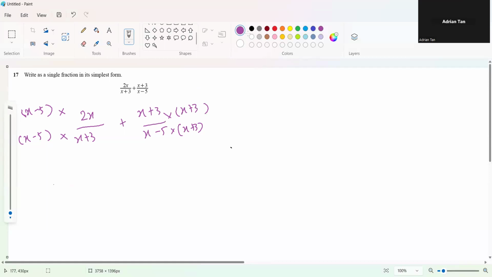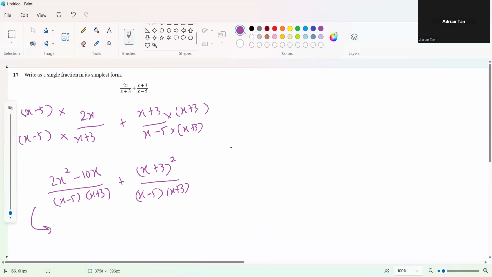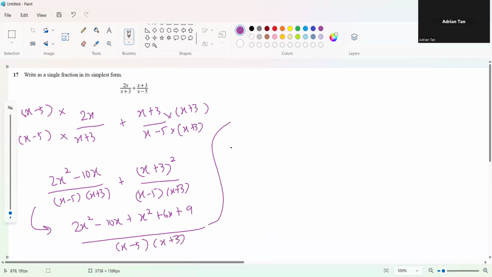So from here, we have (2x² - 10x) over (x - 5)(x + 3) plus (x + 3)² over (x - 5)(x + 3). So we're going to combine these together. So this would be 2x² - 10x + x² + 6x + 9 over (x - 5)(x + 3). So 2x² plus x² is 3x², -10x plus 6x is -4x, plus 9. So the whole thing is divided by (x - 5)(x + 3), and then we are done.